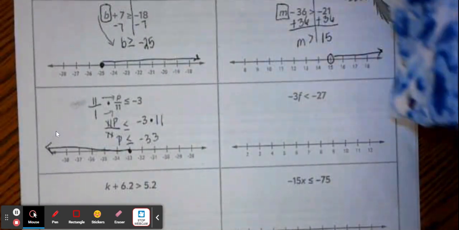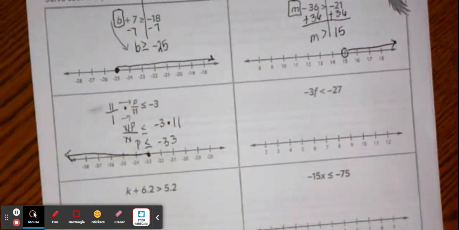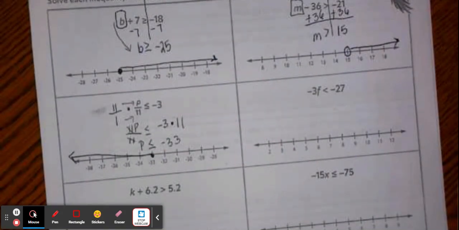I don't know. To me, it looks like it's a little blurry. I don't know how it's looking on your end.